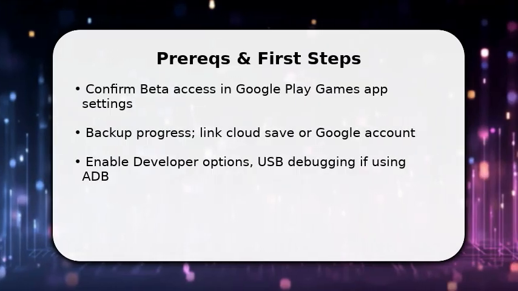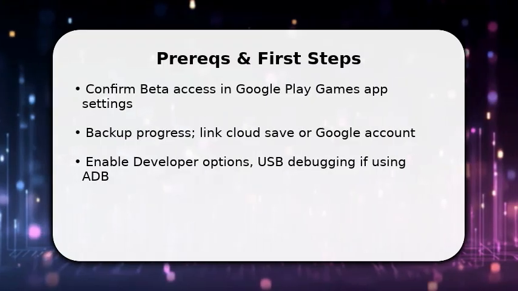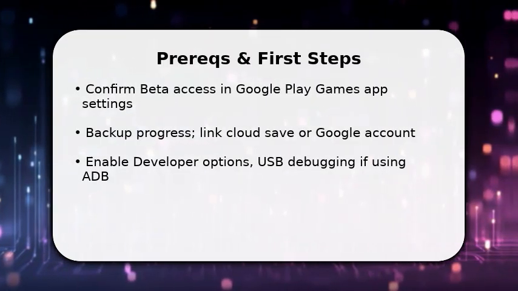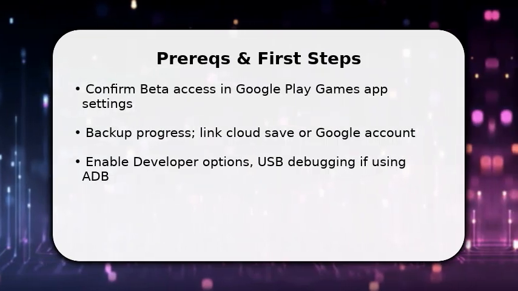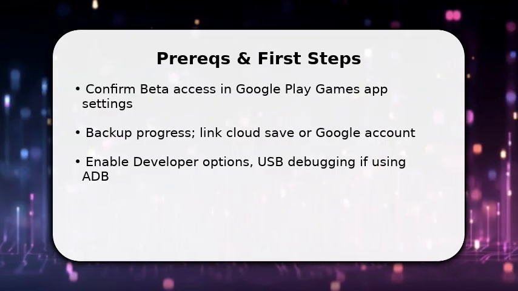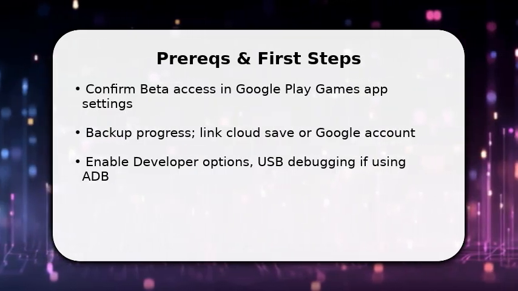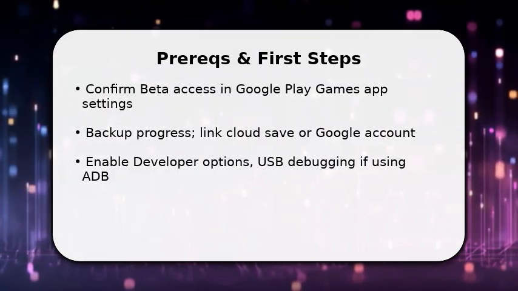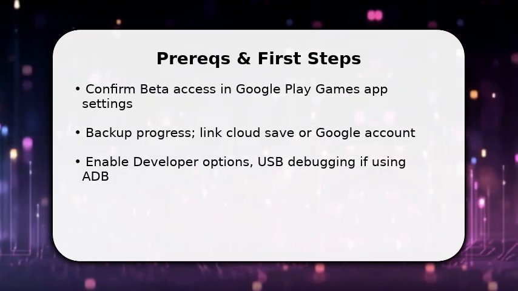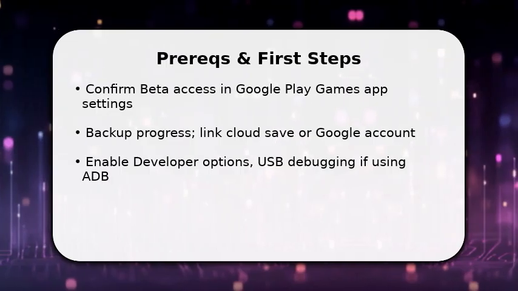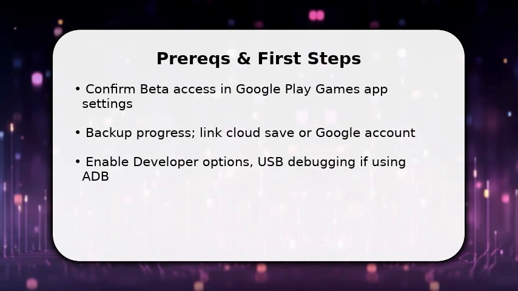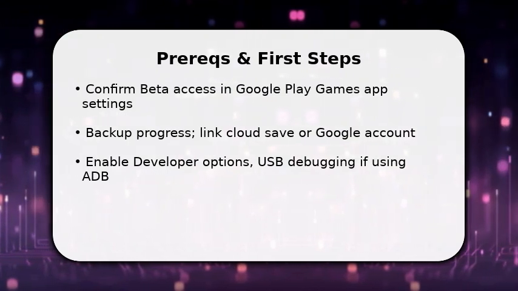You start by confirming you have beta access in the Google Play Games app and linking your Google account for saves. Once done, back up local progress so you can restore if settings change. Next, enable developer options on your Android device and turn on USB debugging. You may need ADB for location override. You do these now because changing region can invalidate beta flags, so act deliberately and prepare a restore point before proceeding to the next steps.